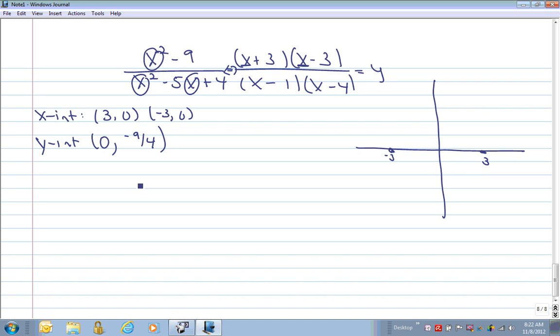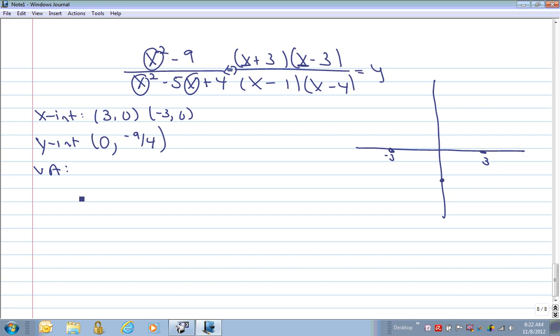Negative 9 over 4 would be negative 2 point something, so a little bit more than negative 2, or a little bit less than negative 2. So we go down here, negative 2 point something, approximate where our value would be on the y-axis. All right, so now we have 3 points of our graph. Let's go on and check out our vertical asymptotes.